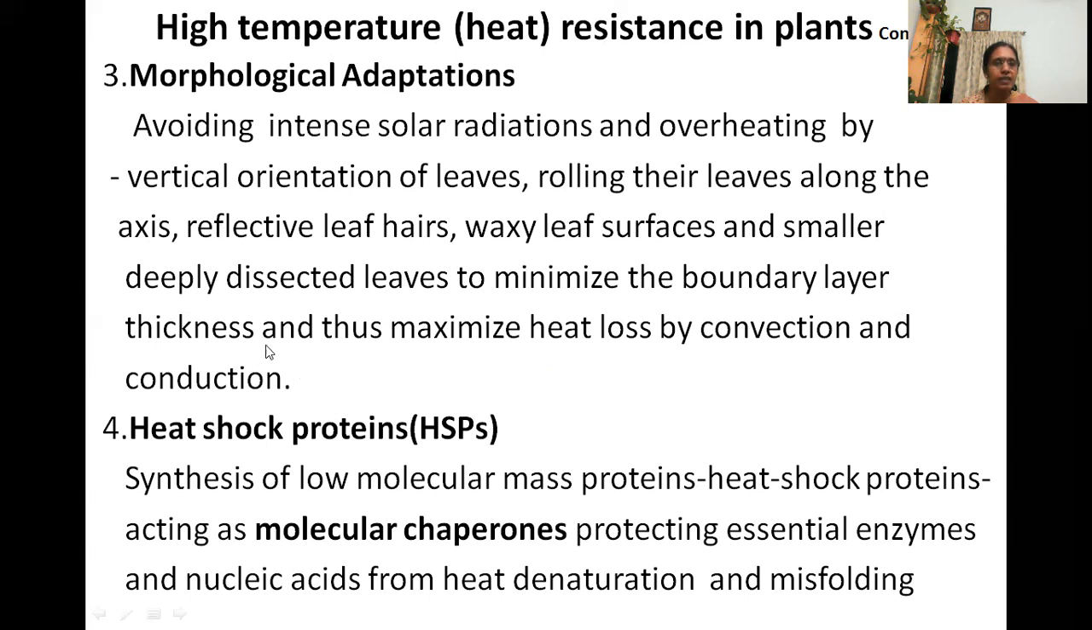So boundary layer thickness, and these are the important ones, and these are the things which minimize the heat loss by convection and conduction.